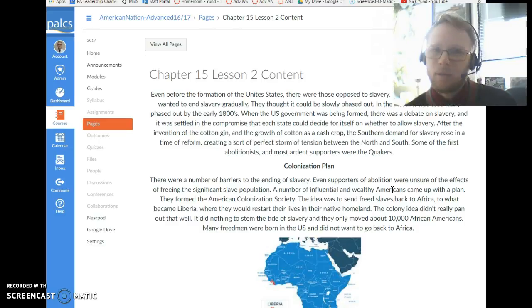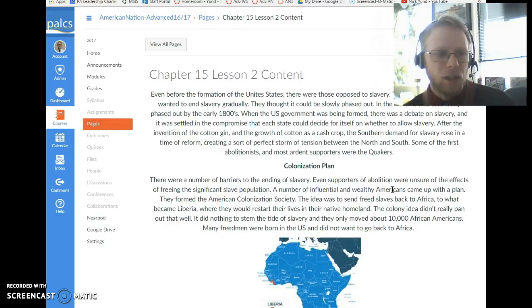When the U.S. government was being formed, like they're writing the Constitution and the Declaration of Independence and the Articles of Confederation and all those things, slavery was a social issue that kept coming up. When the country was originally formed, they ended up settling on a compromise saying that the federal government will not outlaw or allow slavery. They'll leave it up to the individual states, and that's what happened.